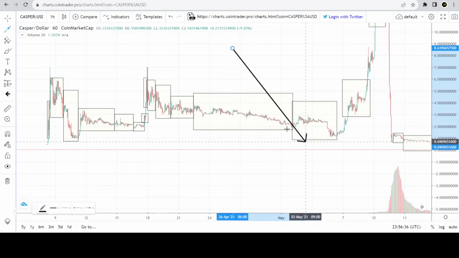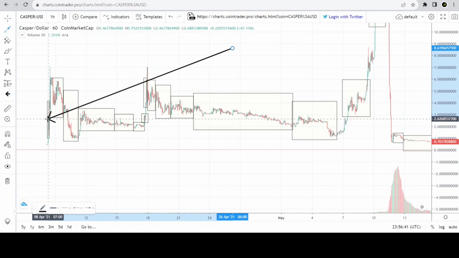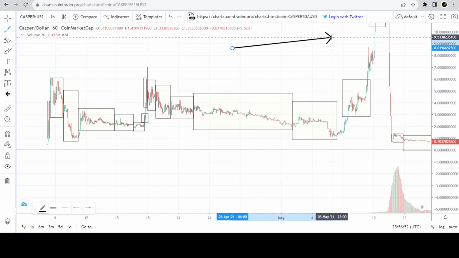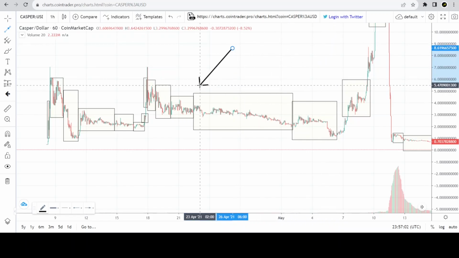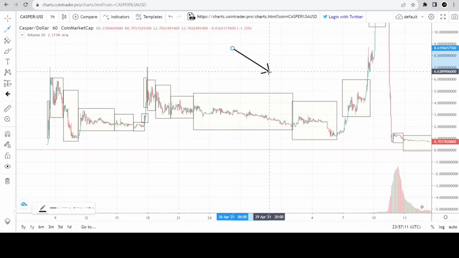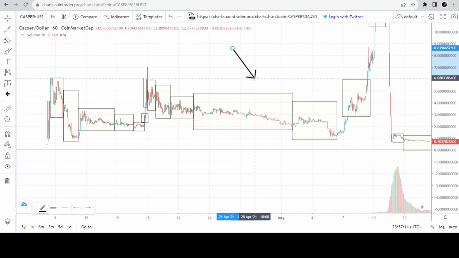So here is the beginning part of the Casper chart. All these boxes that I have on the chart are different fractals that make up the macro structure. You can go back here and see some of my previous videos on the Casper macro structure. This part of the chart precedes the charts we find on TradingView. So TradingView starts around here. I'm using CoinTrader Pro.